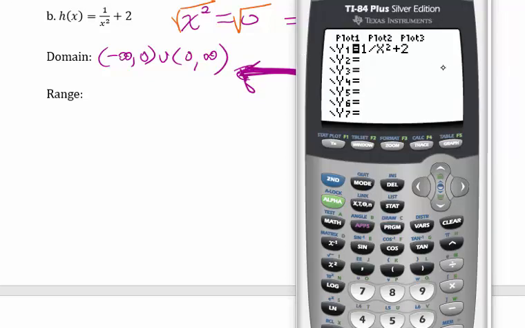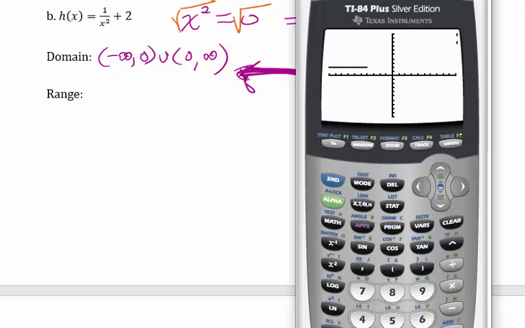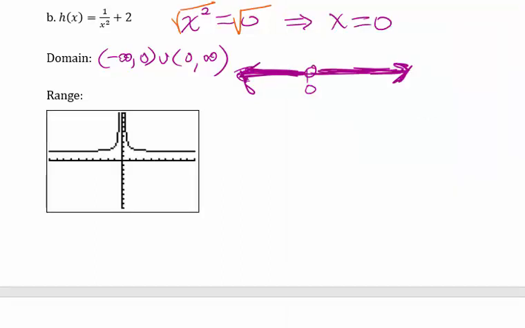Okay, enter the function in Y1 on your calculator, and then graph. And so for the range, we look at the y values that are on the graph, and there are clearly none down in this region. Really, the first y value appears to be very close to y equals 2.